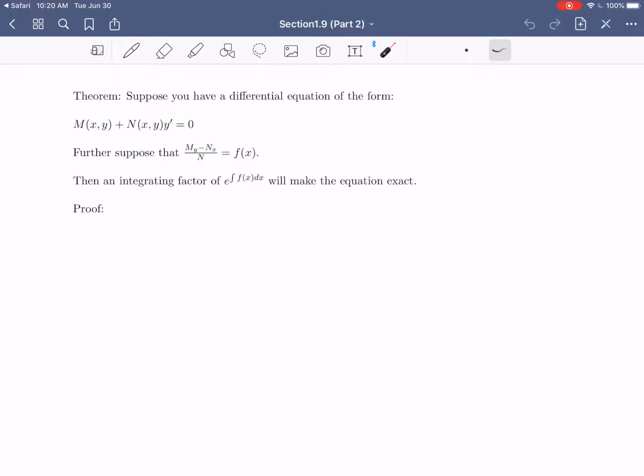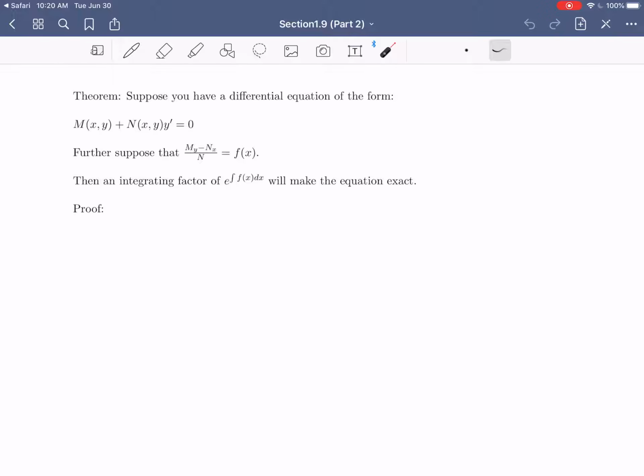In today's video, we're going to be finishing up section 1.9 from your textbook, which was our investigation into exact first-order differential equations. In this video, we're going to talk a little bit about how you can convert certain types of differential equations that are not initially exact into exact differential equations using an integrating factor approach. Now, this is not saying that every differential equation out there can be converted into an exact differential equation. We're just going to be looking at some very special situations.